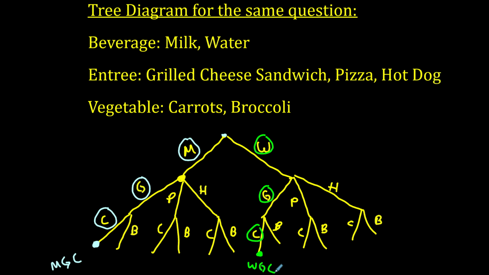And so if we wanted to list out our sample space here, what we would do is at the end of each branch, where each leaf would be represented, we would list out what each of those are. So it'd be milk, pizza, broccoli. And you can list out all 12 of those. But this is a nice organized way so you don't forget anything, and you'll have all 12 options this way. Okay, let's look at a second example.